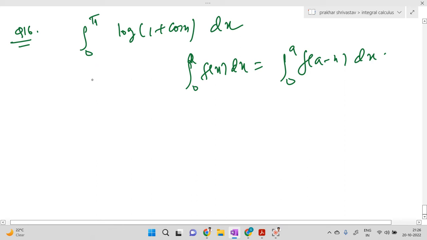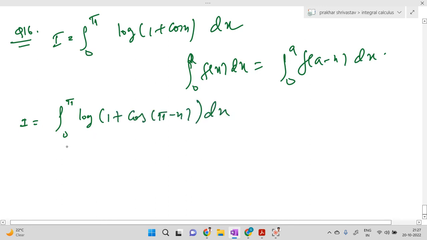So when the limits are 0 to a, we can use this formula, right? Let it be I. So again, we take I equals integral 0 to pi log of (1 plus cos x) dx. Replacing x by pi minus x, I becomes integral 0 to pi log of (1 minus cos x) dx.